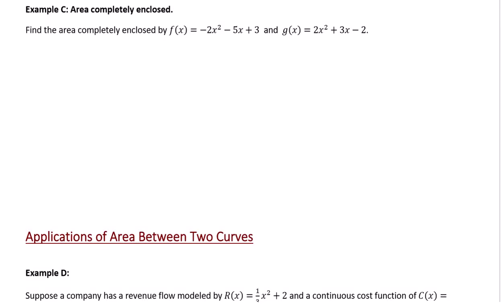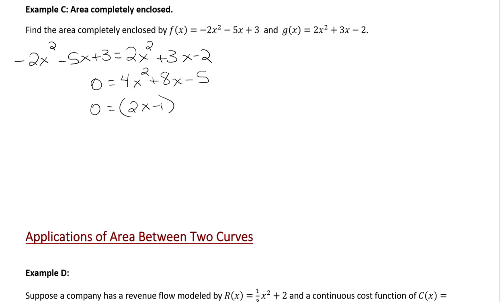Example C has an area that is completely enclosed, and it's enclosed between f of x equals negative 2x squared minus 5x plus 3 and the function g of x, which equals 2x squared plus 3x minus 2. Again, we need to know where it is enclosed. So to do that algebraically, we can set the two equations equal to each other and solve. It is factorable.